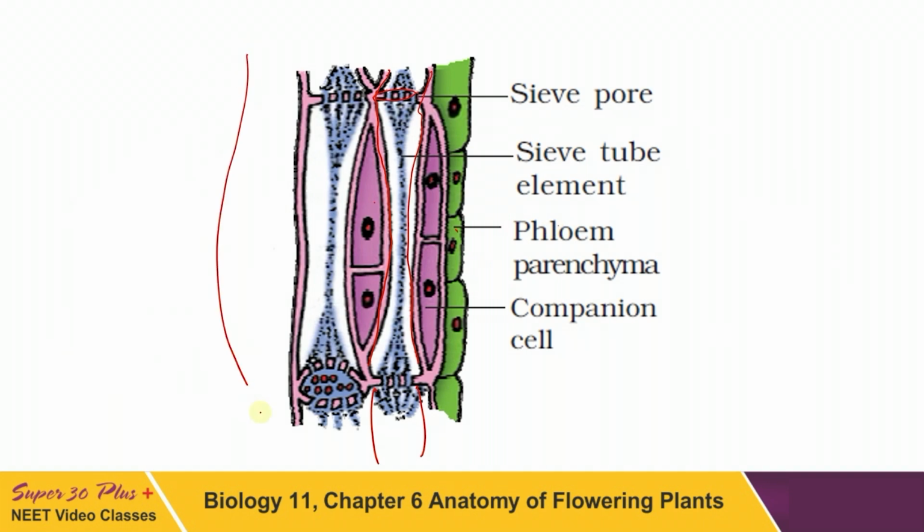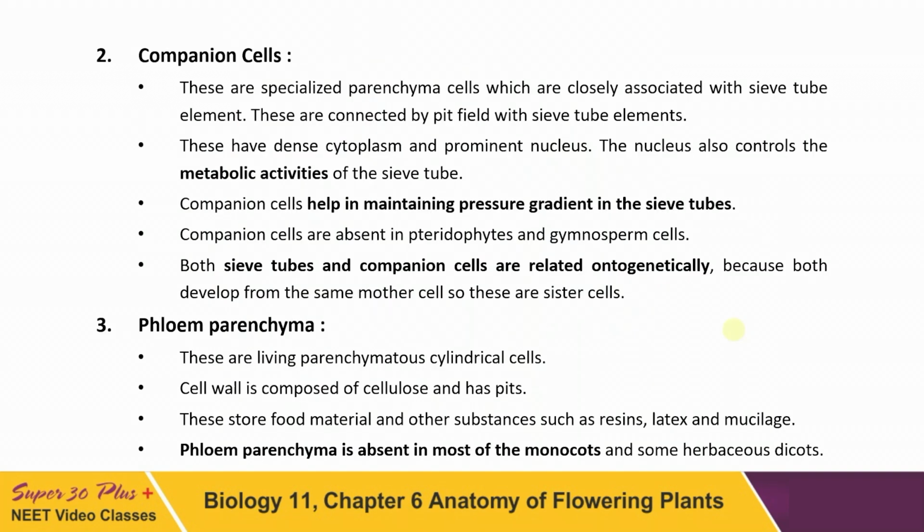I can make one more, that this is the phloem fiber here. In between the phloem fibers are the phloem parenchymatous cells. So this one is parenchyma, this one is companion cells, and this one is the sieve cells. Is it right? Come to the next now.